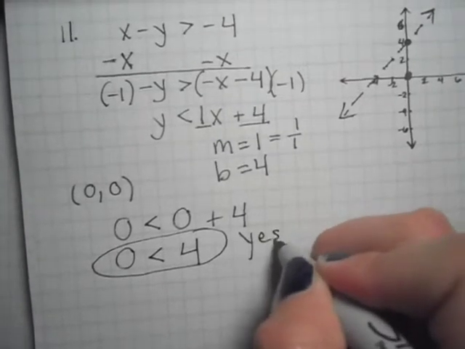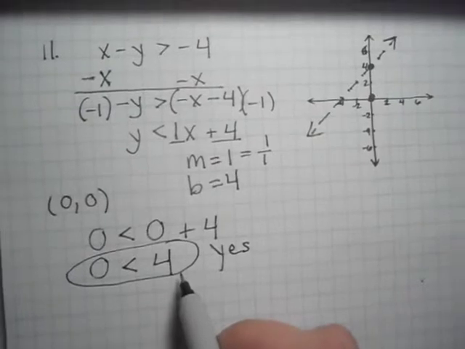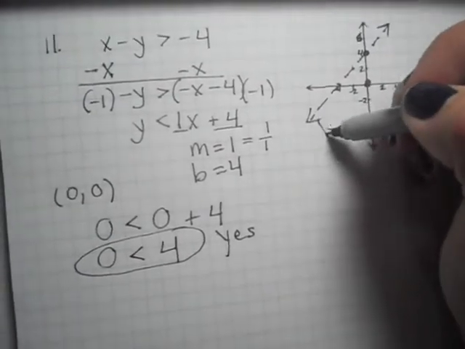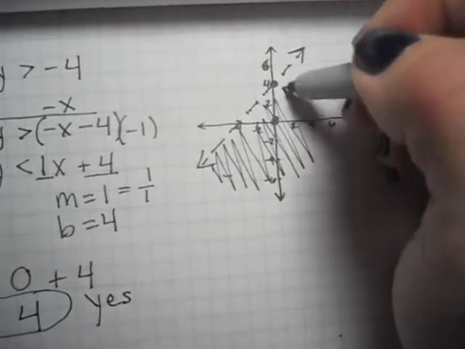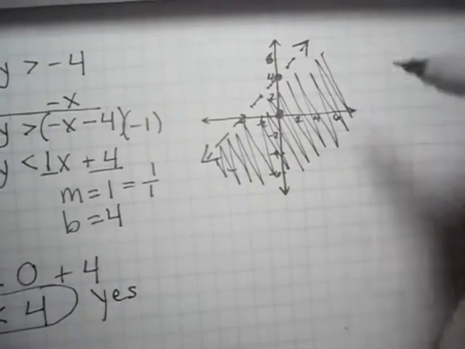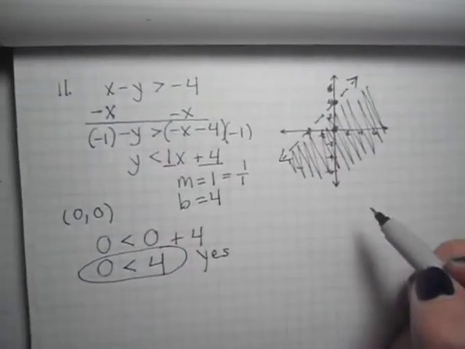Yes, it is. So that tells us we shade on the side of (0, 0), because that's where our test point was. Okay, and that is how you solve number 11.